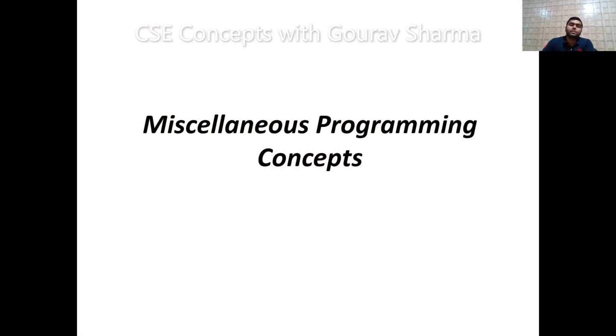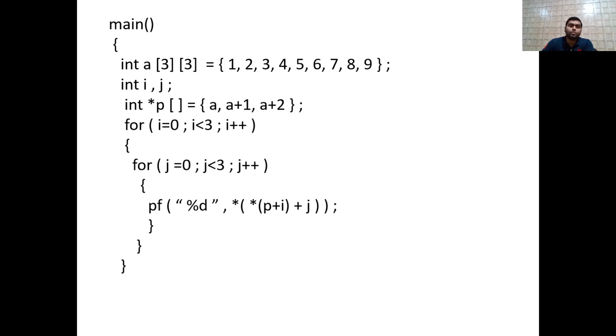So these are miscellaneous programming concepts. We will see them programmatically. The very first program has the main function. Observe very carefully. This is main, this is a for loop, and this is an inner for loop. So two for loops are there.